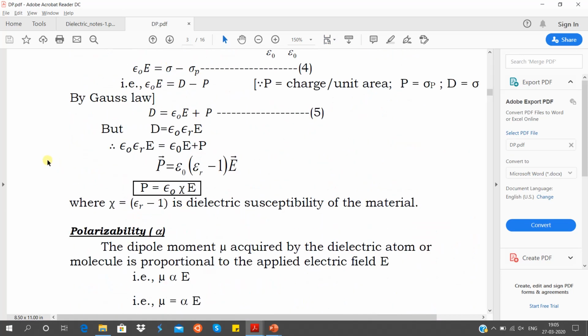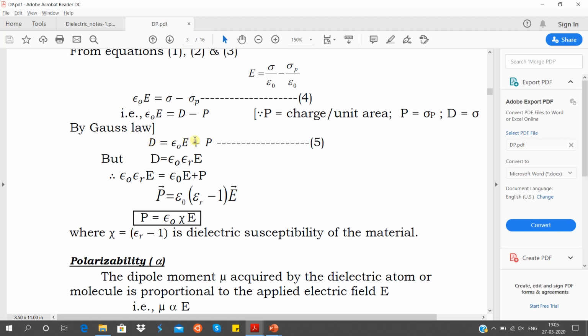Alright, so we just got two expressions. D is epsilon naught E plus P, and we also got D is epsilon naught epsilon r into E. If I substitute that into this particular expression of epsilon naught E plus P, it becomes epsilon naught epsilon r E is epsilon naught E plus P, or P is epsilon naught into epsilon r minus 1 into E. So this is another way to prove that polarization is directly proportional to the electric field E. So P is epsilon naught chi into E, and one way we also can say that chi is epsilon r minus 1.